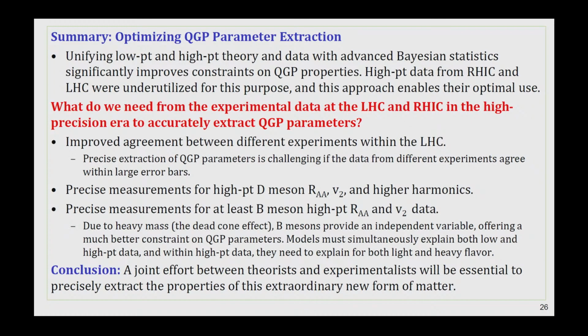And this will lead to qualitatively and quantitatively independent RAA and V2. And thus this provides independent variables which will lead to much better constraint of QGP parameters. As I noticed, the model must simultaneously explain both low pT and high pT data, and within high pT data it must explain both light and heavy flavor, including B mesons, and that is why B mesons are crucial.